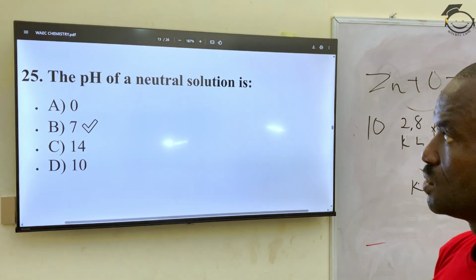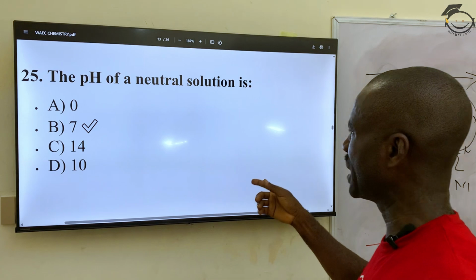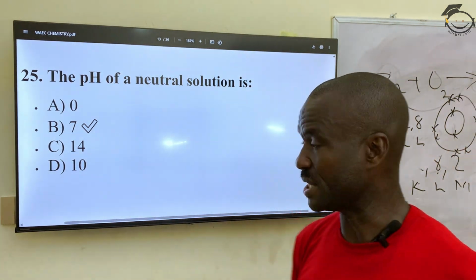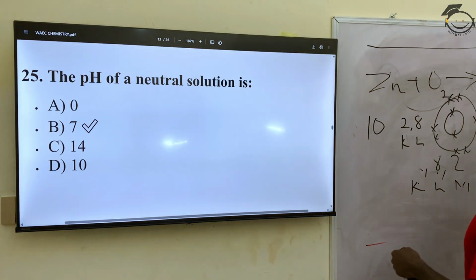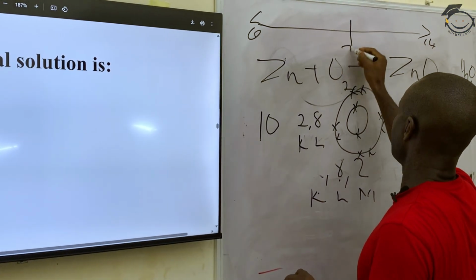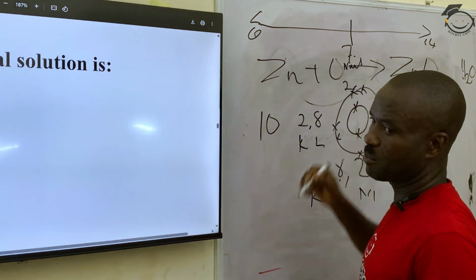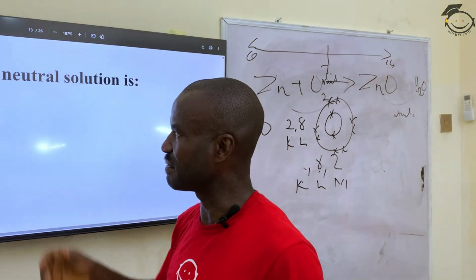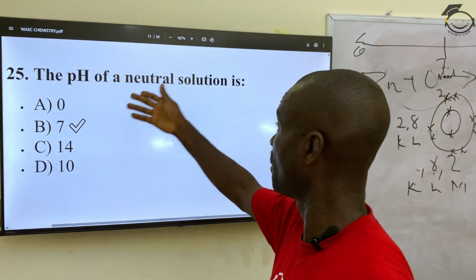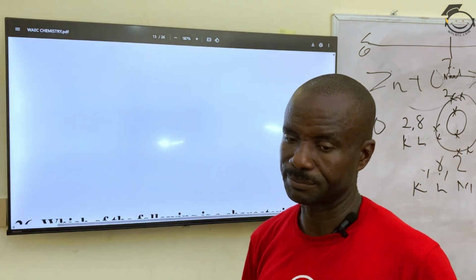Question 25. The pH of a neutral solution is... When we say a neutral solution, it is neither acid nor base. So if you look at the pH scale between 0 and 14, 7 is the mid value. So it's neutral. Example of substance that has this neutral value is water. It's neither an acid or base. So the pH of a neutral solution is 7.